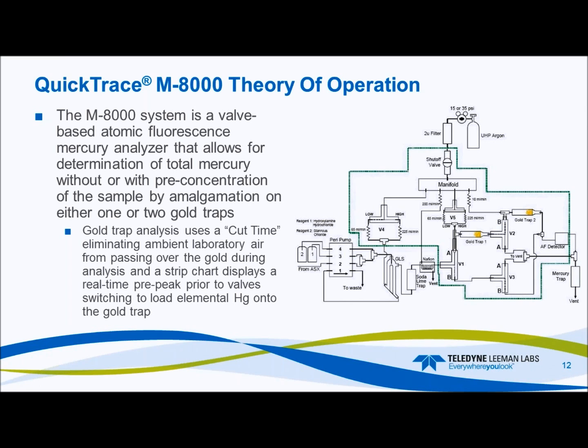There's a lot of mercury in the air. Outside, it's like 2 to 5 nanograms per cubic meter. Inside air, it can be up to 35 nanograms per cubic meter. So it's a fair amount of mercury within the air, and we don't want to put that on the gold trap. That will help us get real numbers for what actually is in the sample and not in the environment. So it keeps our system more in control. So that's a little bit about the cut time and the gold trap, and there's more of that in the manual.